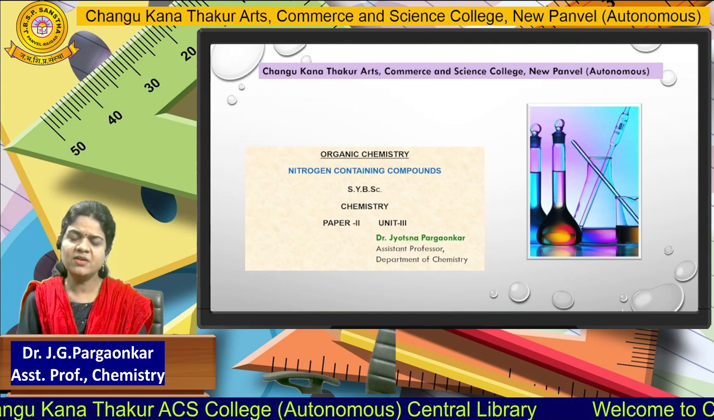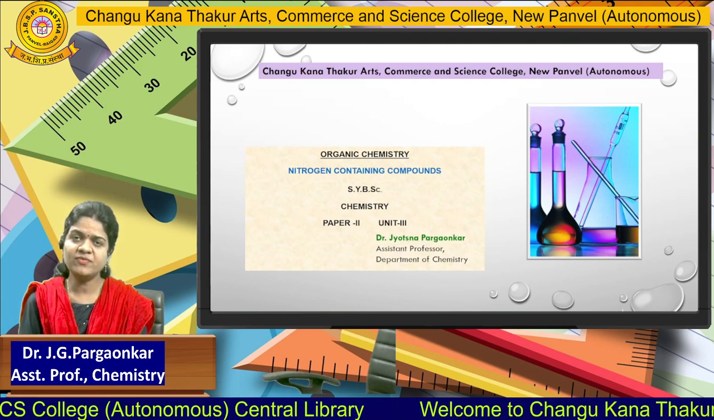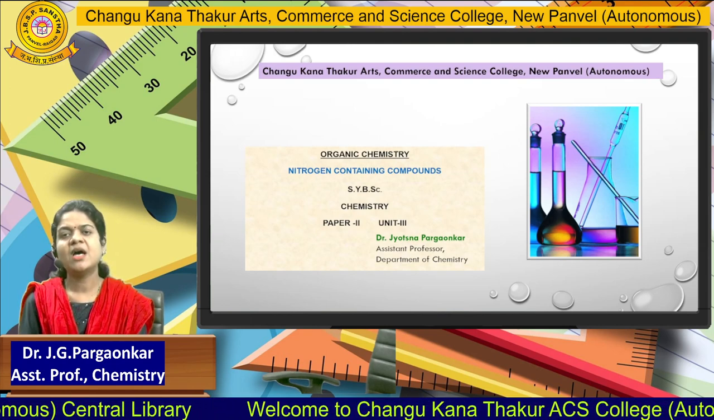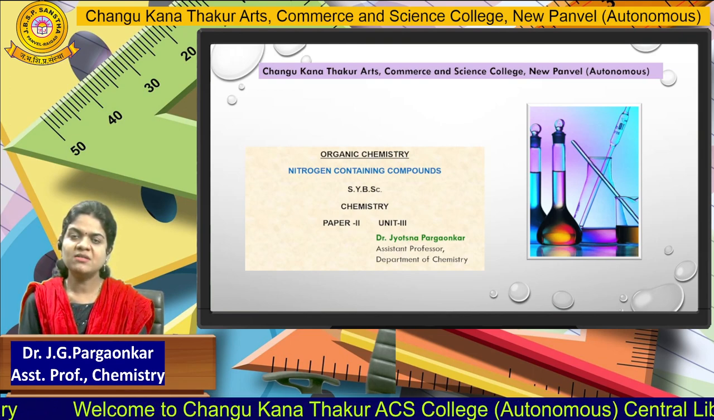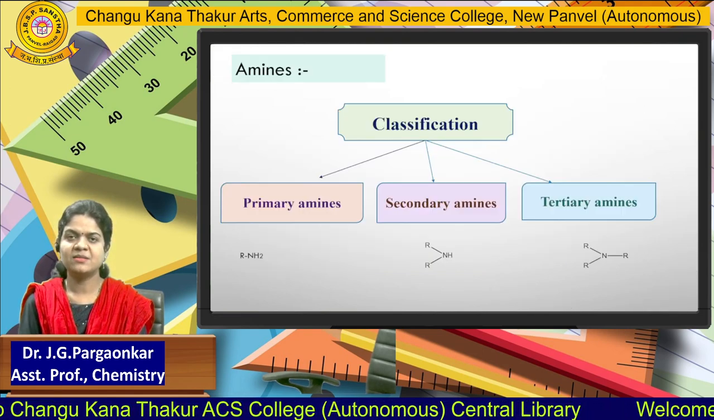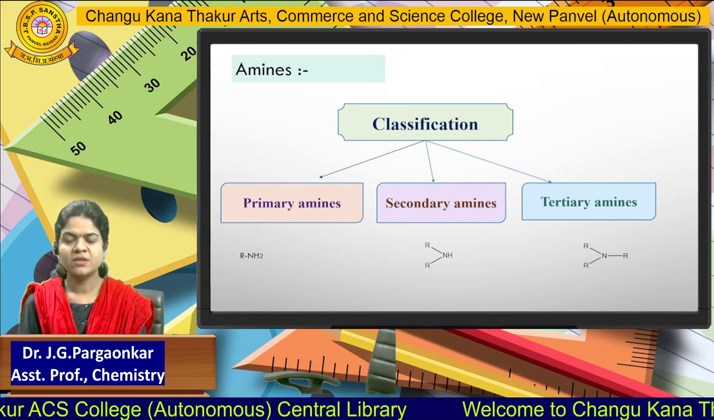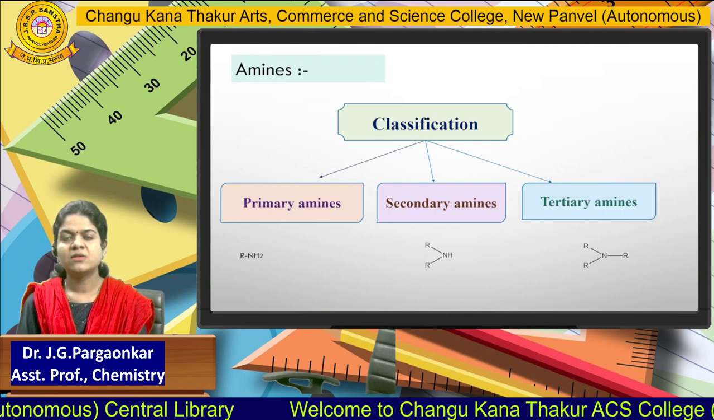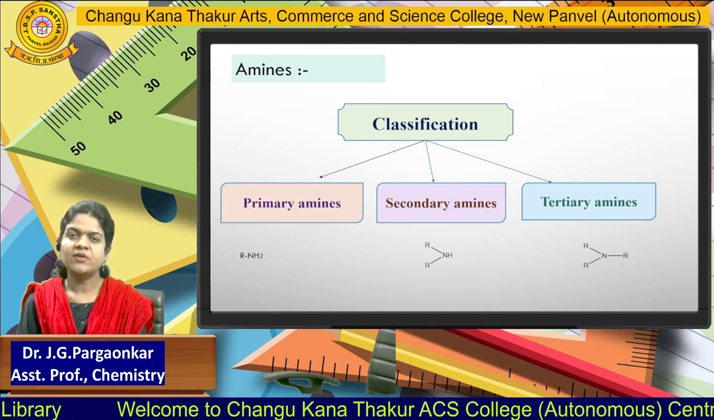In this lecture, we are going to see amines, classification of amines, various examples, structures and their names according to the IUPAC nomenclature and common names. Amines are the derivatives of ammonia. When one or more hydrogen atoms are replaced from ammonia with alkyl or aryl groups, we get amines.